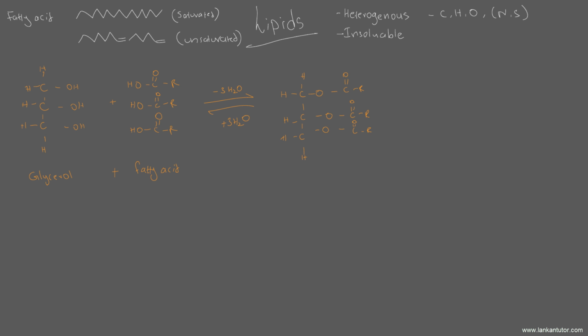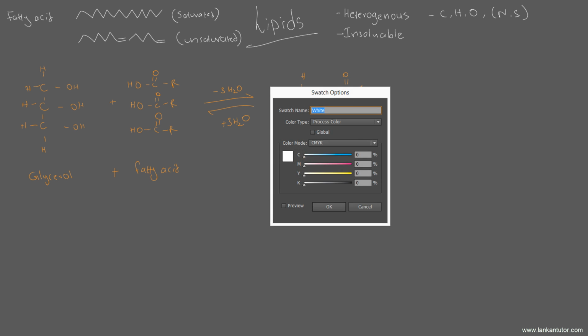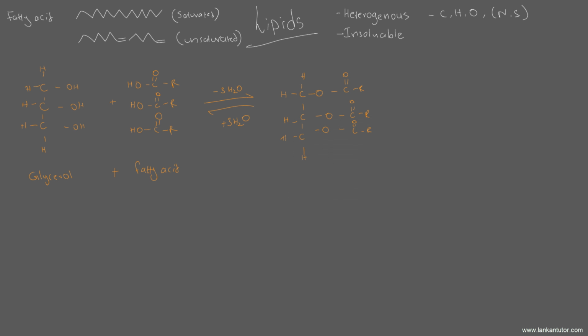There are different types of lipids, but we will be beginning with fats and oils. Now, how do you differentiate fats and oils? Generally, if at room temperature it is a solid, it is considered a fat, and if it's a liquid at room temperature, it's considered an oil.